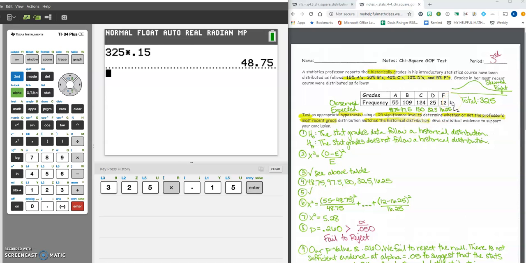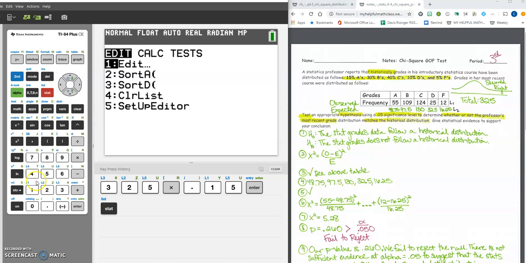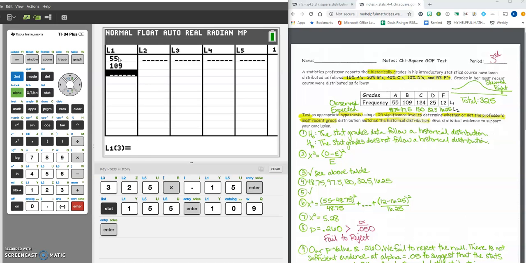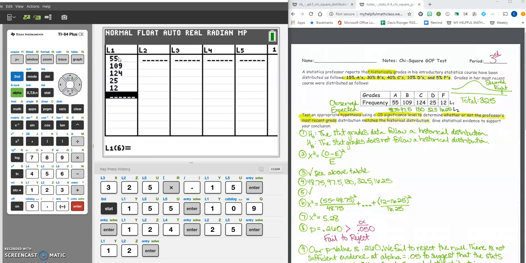Notice though, when we do input it into the calculator, which we're about to do, we have to press STAT. We're going to go to Edit. And now your frequency, your observed values, will be the L1 column. Your expected values will always go into your L2 column. So I'm right now going to go ahead and input all of these values in. So we have 55, 109. Remember to always hit enter in the calculator. And now I'm going to move over to my L2 column, typing in those decimal points.